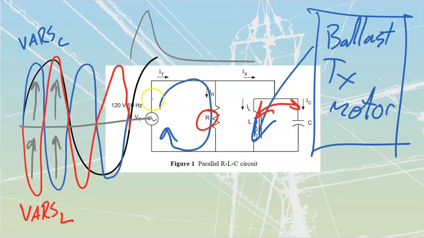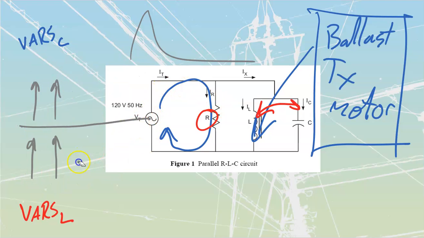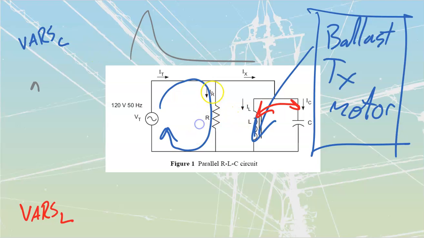What that means is that as far as my source is concerned, it really is only going to see this current, which means it's only going to see its watts. In other words, at resonance, my VA is going to be equal to my watts. It is the only thing that I will see, which means it's going to have a 100% power factor, because they're both the same. Watts divided by VA, if they're equal, would obviously equal 1 or 100%.